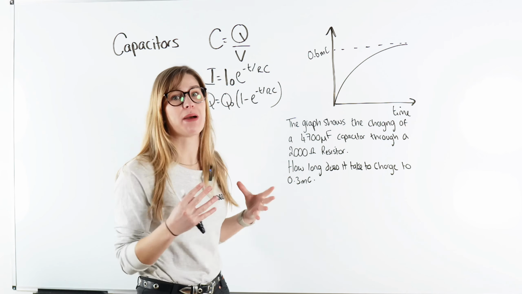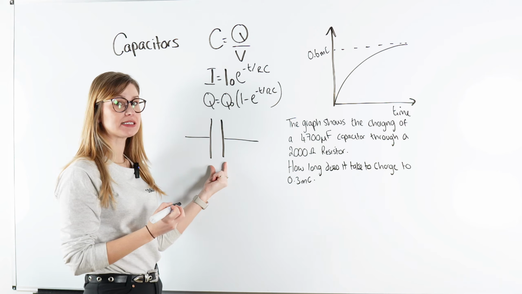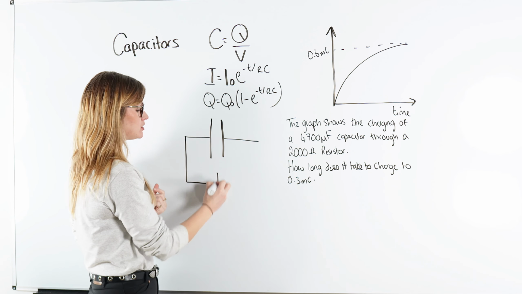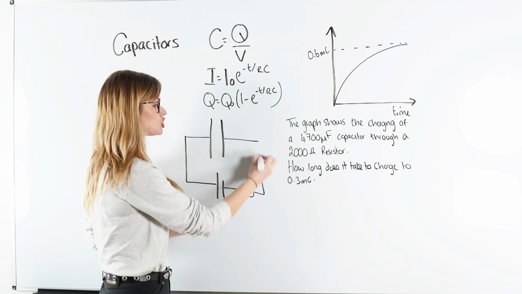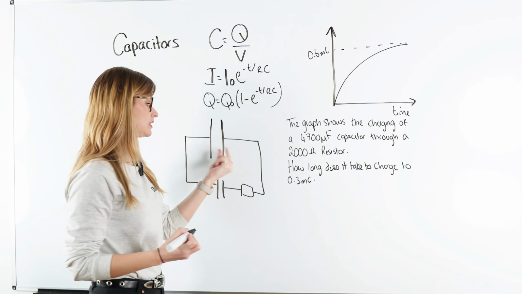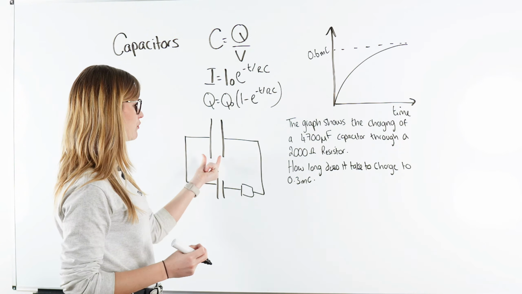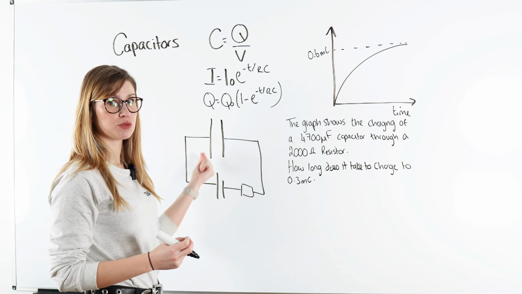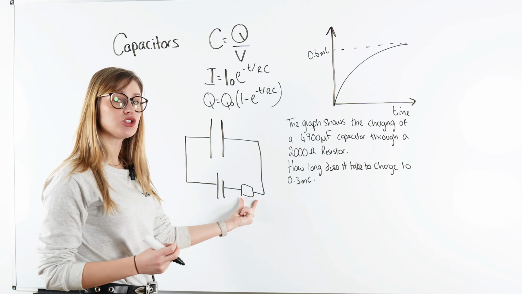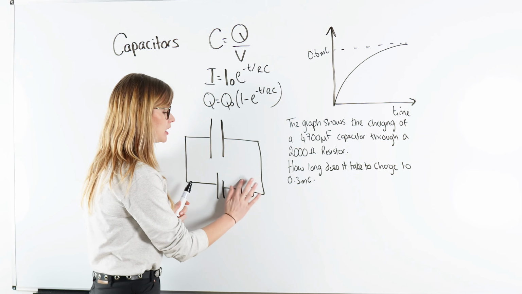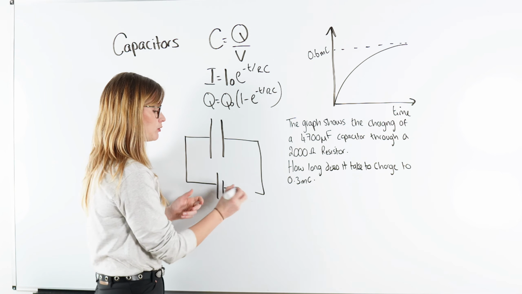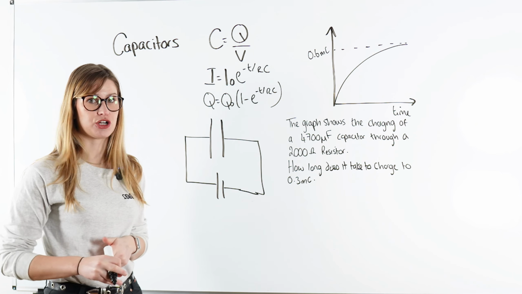So what are capacitors? You'll see this electrical symbol. Capacitors have two plates and we can charge them up using a cell. Normally we charge them up through a resistor to slow down the charging process, because resistors slow down the flow of electrons, the rate of flow of charge. But just so that we can understand them properly, we're going to assume that there is no resistor.